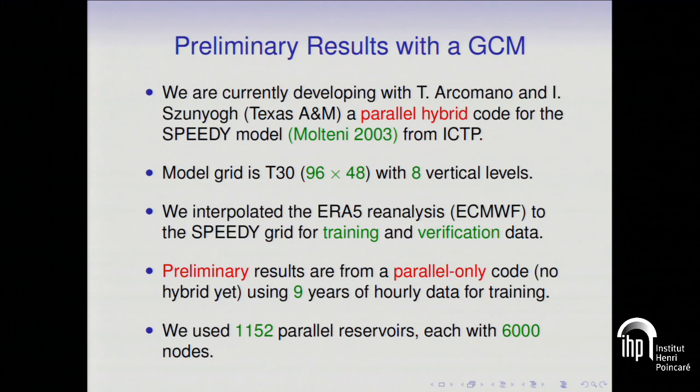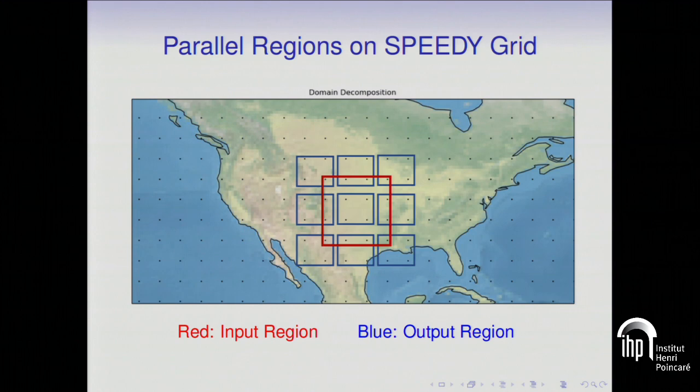forecast. And what we're trying to forecast here is ERA5 reanalysis, interpolated to the SPEEDY model grid, and that's going to be both our training and our verification data. The training data requirements for what I'm going to show you are 9 years of hourly data from that reanalysis. We're using around 1,000 reservoirs in parallel, each of which is similar in size to what we were using for Kuramoto-Sivashinsky, but there are thousands of them.